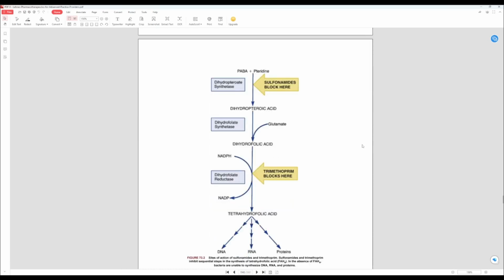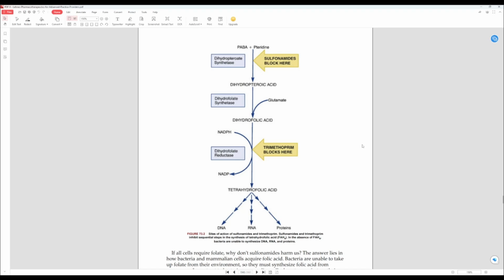So here you're taking a look at sites of action of sulfonamides and trimethoprim. It's a good spot to hit pause if you're unfamiliar with how it works.